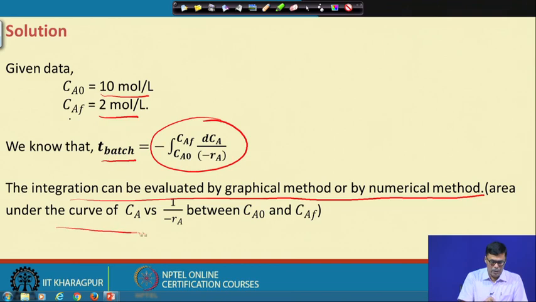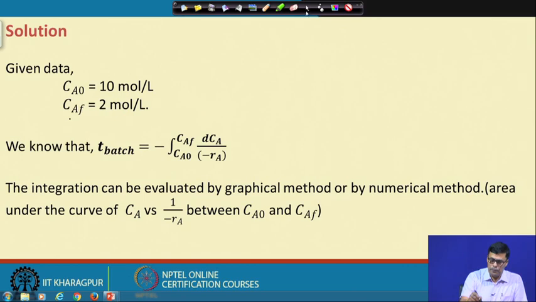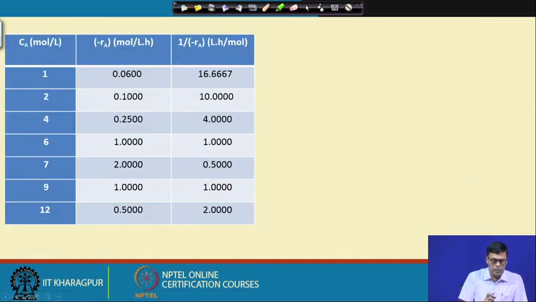Now, the integration can be evaluated by the graphical method or by numerical methods. It is the area under the curve, CA versus 1 by minus RA, between CA0 and CAF. Let us see how we have done that.